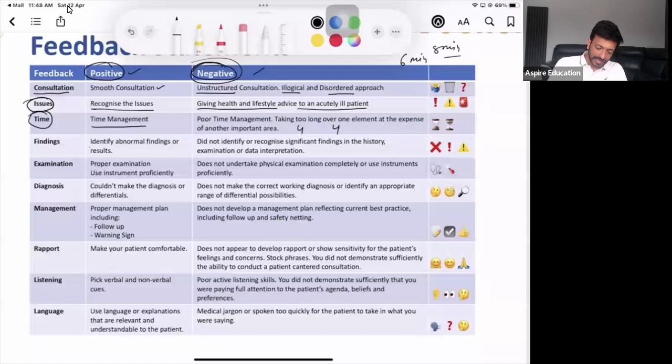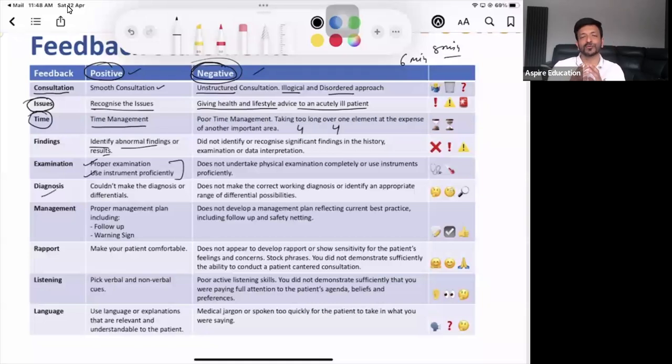Then, identify abnormal findings or results. Whatever history findings, examination findings, or investigations they give you, make sure you are able to interpret them and tell the patient accordingly. In any station where they are expecting us to do the examination, make sure you do the proper examination and use the instruments proficiently.